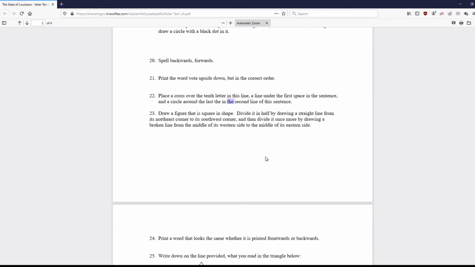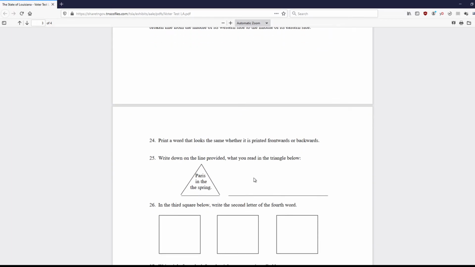Done. Draw a figure that is square in shape, divided in half by drawing a straight line from its northeast corner to its southwest corner. North, east is right, top right, to bottom left. Then divide it once more by drawing a broken line from the middle of its western side to the middle of its eastern. What? Okay, square, diagonal line cut, and then divide it once more by drawing a broken line from the middle of its western side. So they just want me to draw an X in it, right? To the middle of its eastern, okay, yeah. So it's just a square with an X in it. Okay, done.